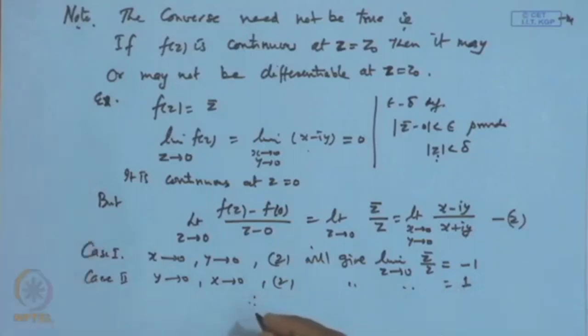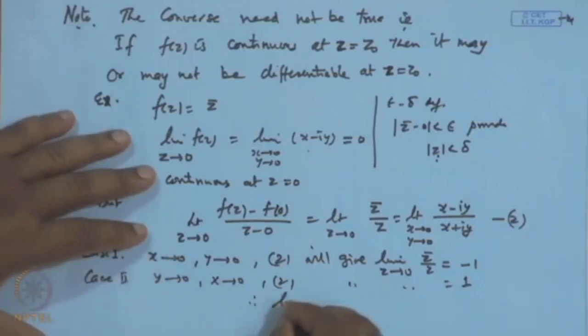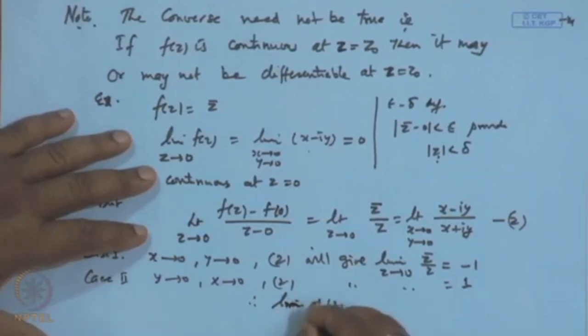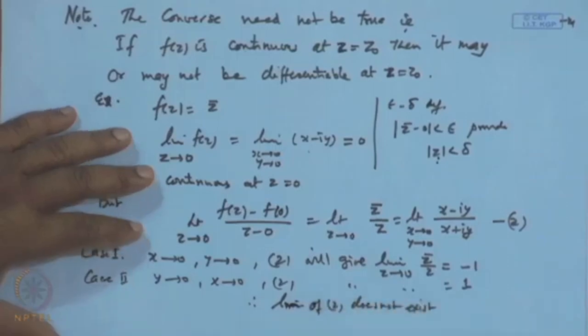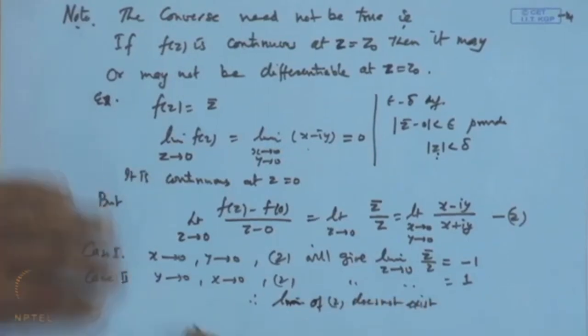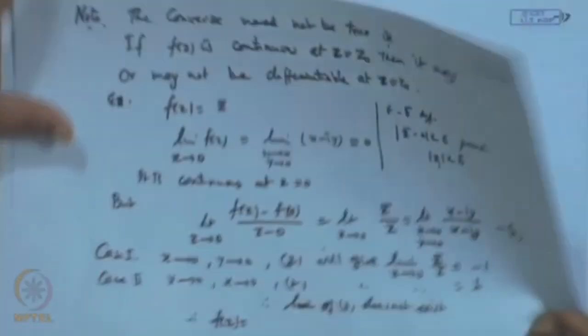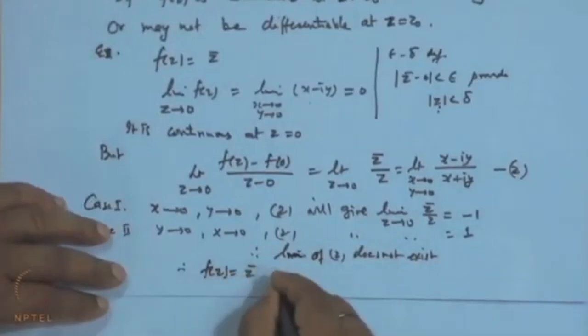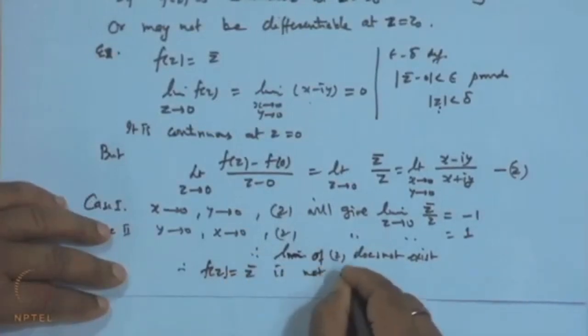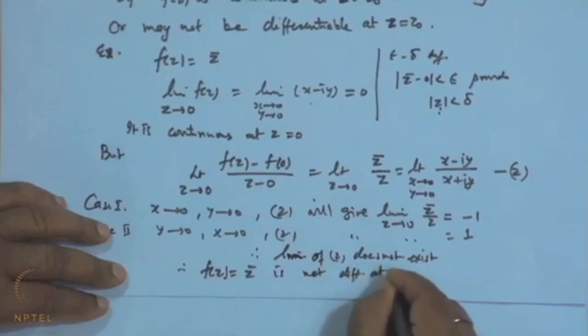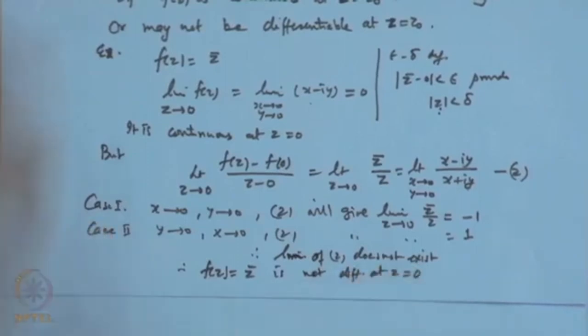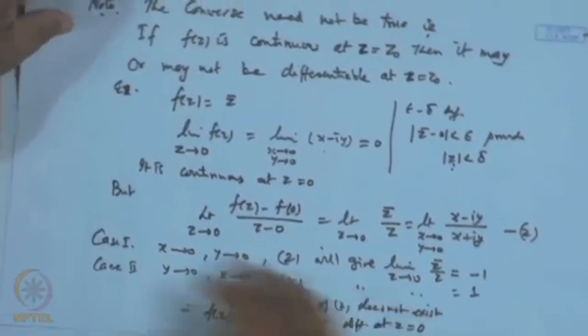Therefore, the limit does not exist. The limit of the expression in equation 2 does not exist. So, it is not differentiable. So, f(z) equal to z bar is not differentiable at z equal to 0. Okay? That is what. So, the converse need not be true always.